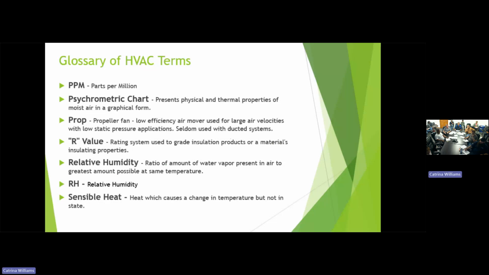RH, we hear that abbreviation, relative humidity. Oh, I guess I skipped over humidity, I'm sorry. Back up to that one. It's the ratio of the amount of water vapor present in the air compared to the greatest amount that same temperature can hold. So if your relative humidity is 50%, they give you that on the weather, that means it's only holding 50% of what it is capable of holding at that temperature. And then RH is just the abbreviation for relative humidity. So that's what you typically hear on a weather report.